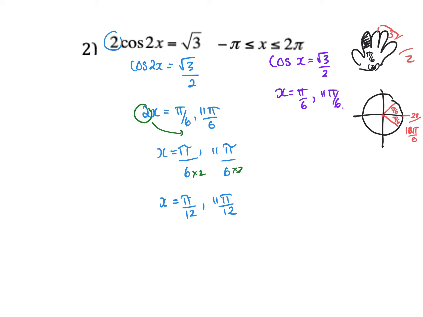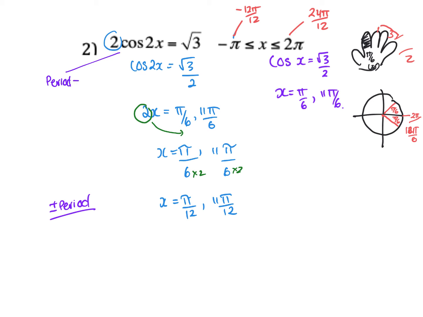Now, if we think about the question and the domain, because I'm talking about 12ths, I'll change that. That would be 12 pi on 12, and 2 pi would be 24 pi on 12. So I probably don't have all the answers. So once again, I'm going to add and subtract a period. Let's find out what the period of this graph would be.